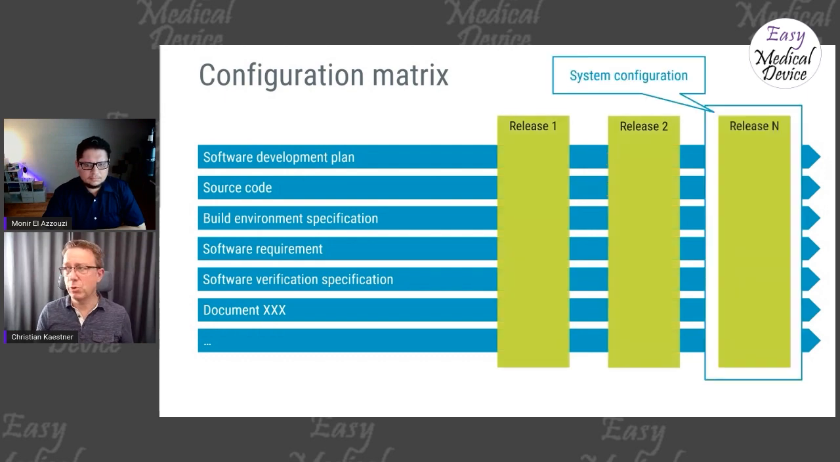In 62304, you are requested to have system configurations. So what is the system configuration required to build your software of a particular release?